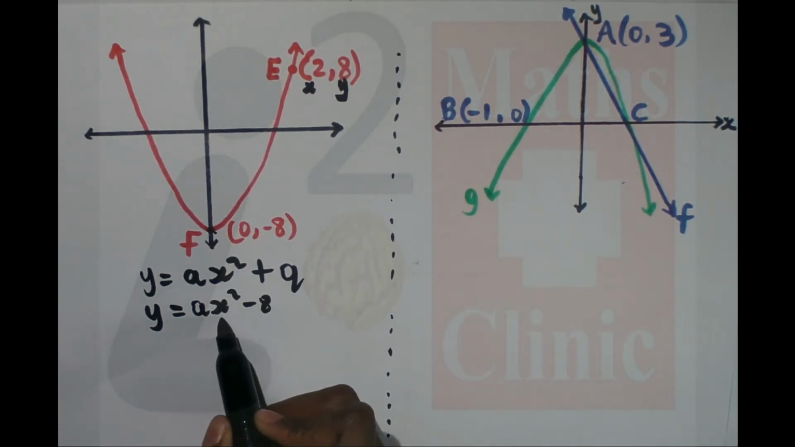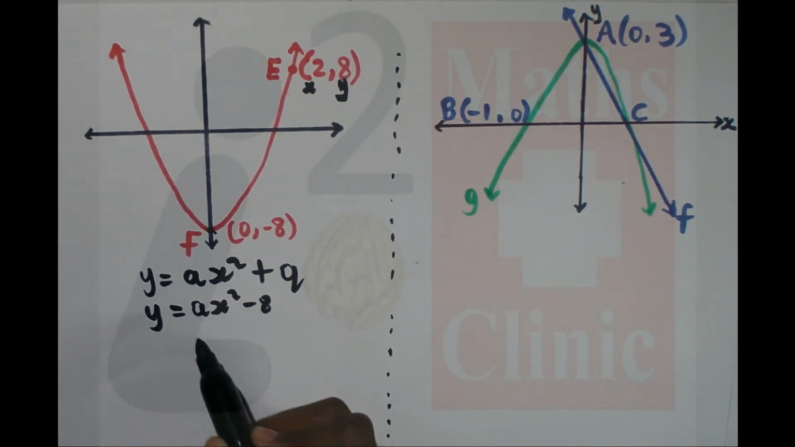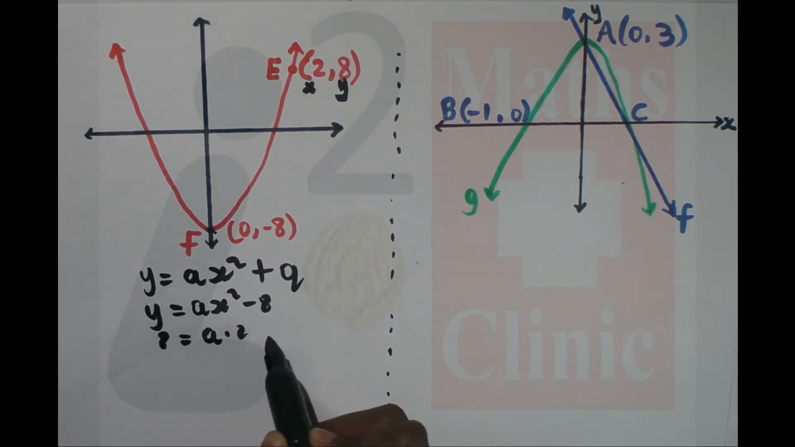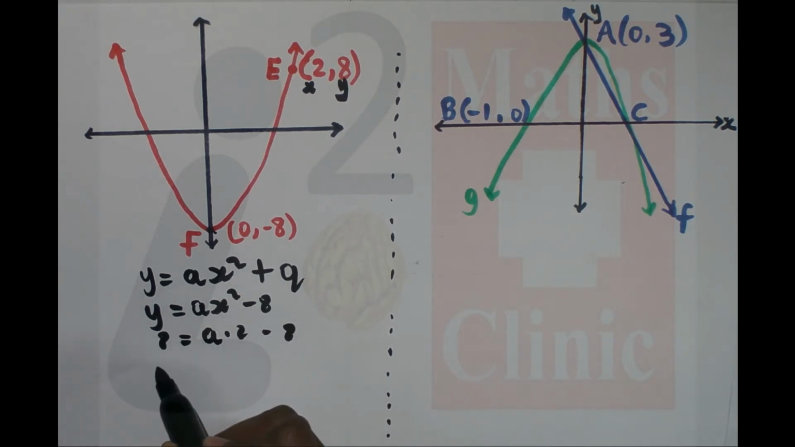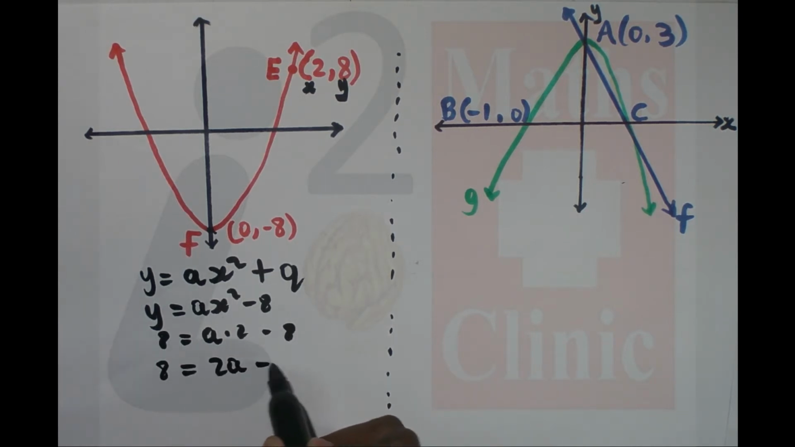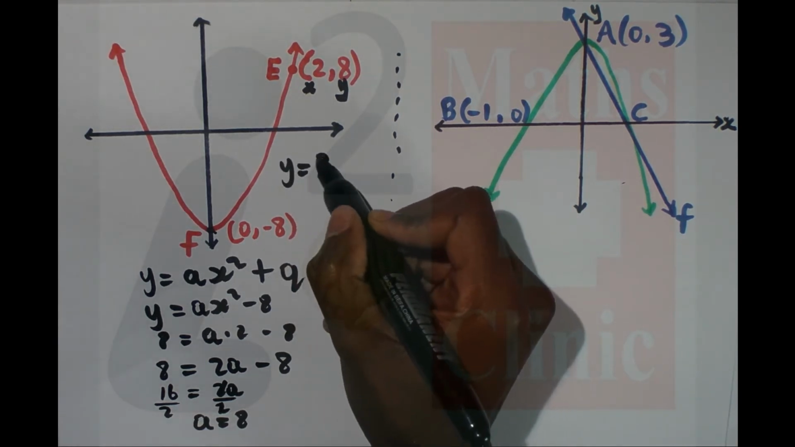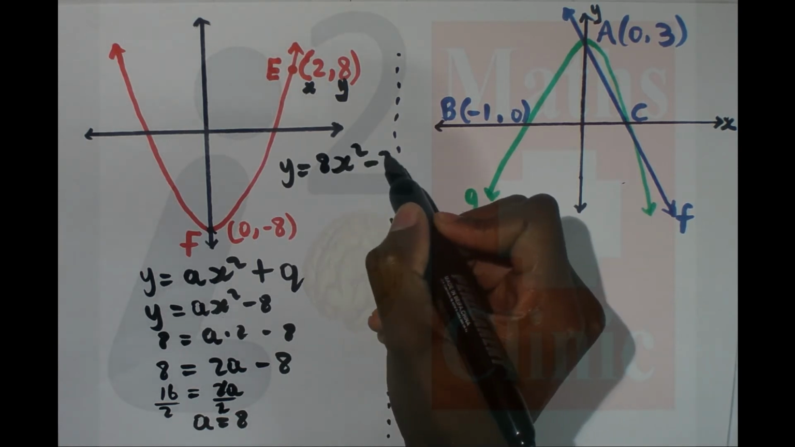So sizobeka u2 endaweni ka x and then y endaweni ka bani ka 8. Okay, so 8 equals a times 2 minus 8. Okay, so this is 8 equals 2a minus 8. Start la 8 simse ngapha solve for the equation. So sabana bani, so 16 ngapha ku 2a ngapha. So to find a, so divide both sides ngabani ngala 2. Okay, and then a wethu ngubani, a equals 8. Okay, so equation yethu ngubani y equals 8x squared minus 8.